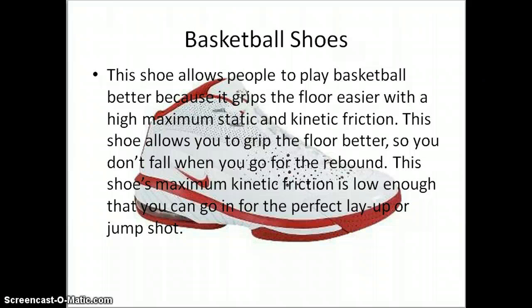Basketball shoes also have a high maximum static and kinetic friction similar to the football shoe because basketball players can't slip on the court, and when they go up for that layup, they can't fall after they get the rebound and take the shot.